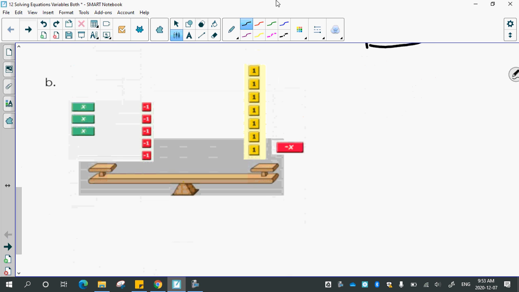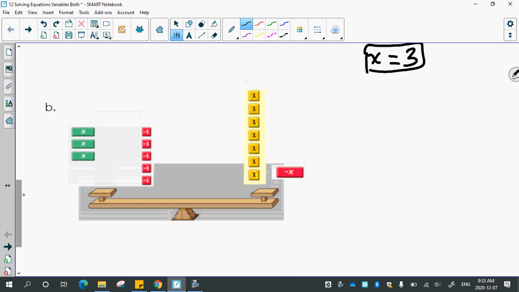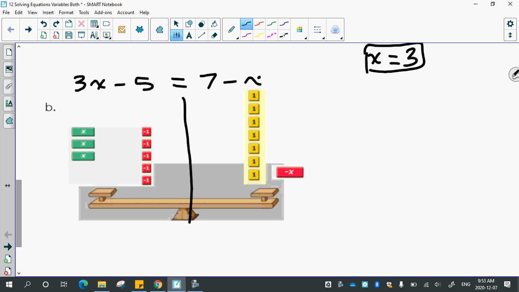Okay. So again, we want to look at this picture and see what equation it's telling me. There's my two sides. This side has three x's minus five ones. This side's written a bit differently. I've got 1, 2, 3, 4, 5, 6, 7 ones and a negative x. So I could write that as 7 minus x. So this picture represents 3x minus 5. Then my equal sign, where the balance is. And then this picture represents 7 subtract x, because it's a negative x.